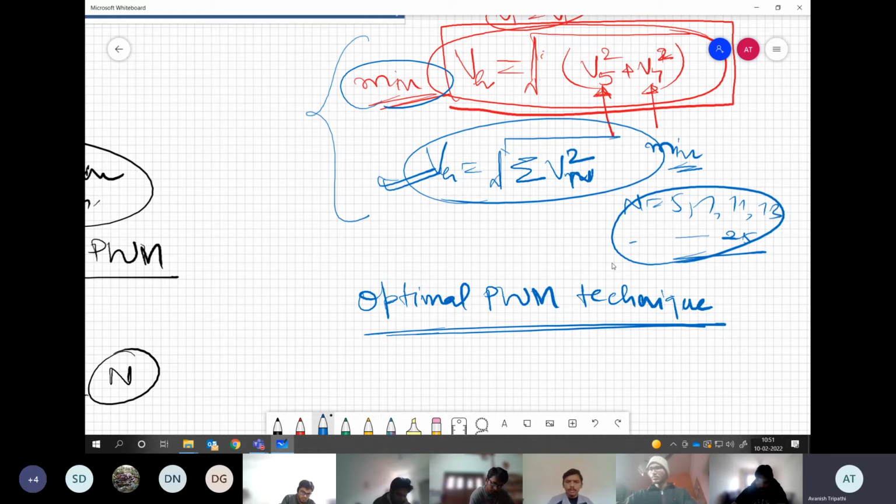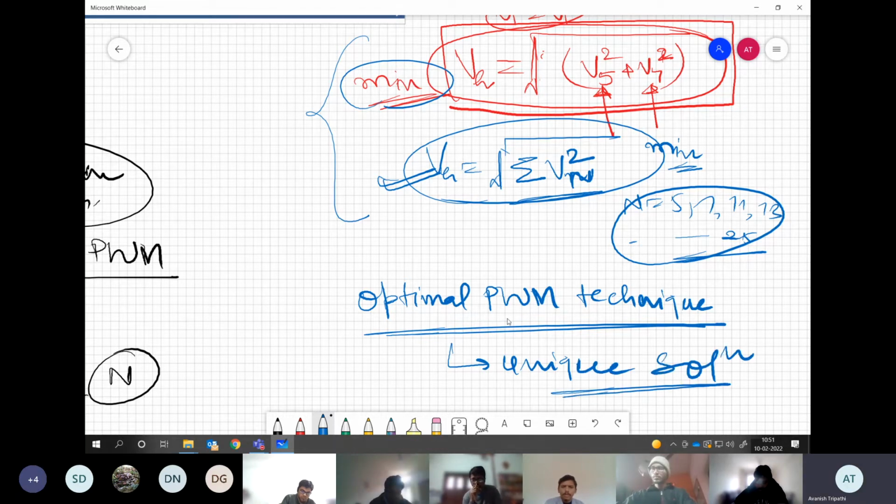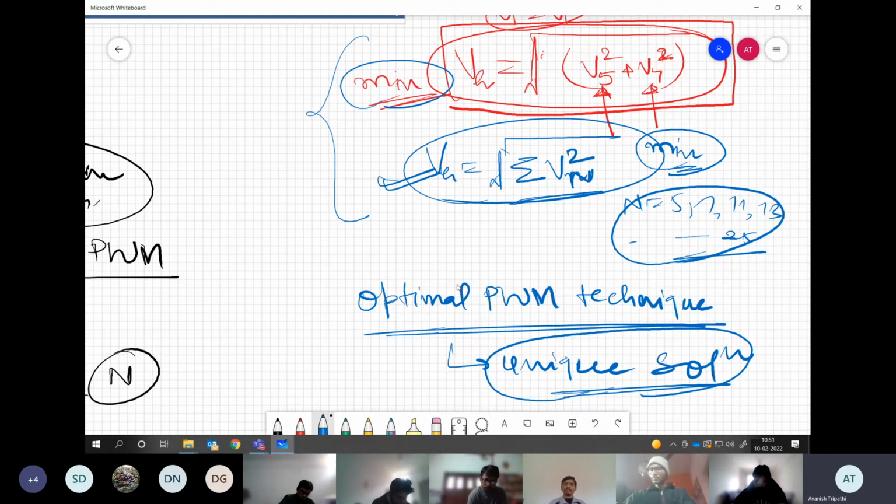Where we are not trying to eliminate anything, and because we are minimizing, certainly we are going to have a solution, and that solution is going to be unique. Because we are minimizing, we are only getting the minimum value. It does not say 0 or any particular number. Whichever is minimum, it's always going to be a unique solution for the complete modulation index range. That's why optimal PWM techniques perform much better compared to SHE PWM.